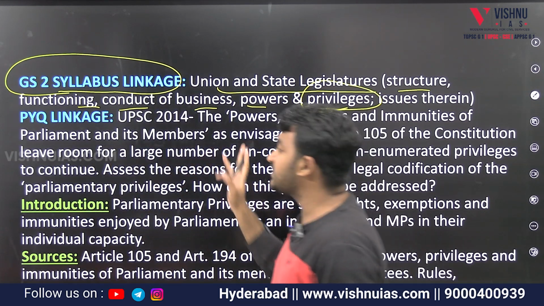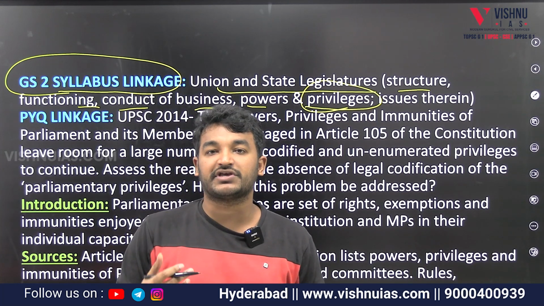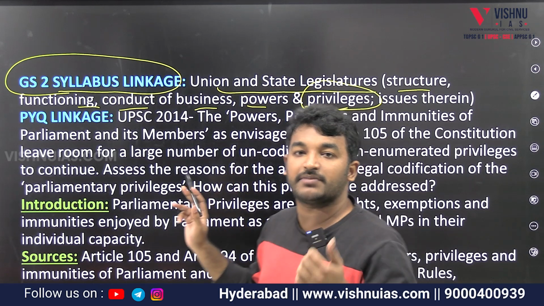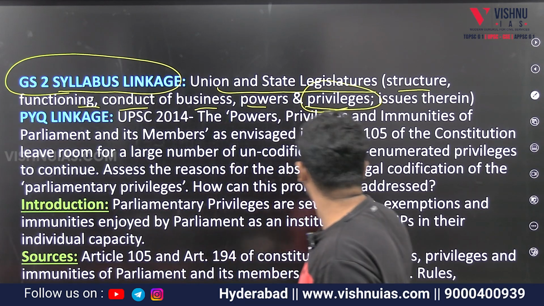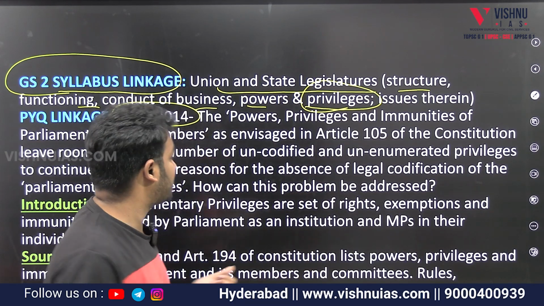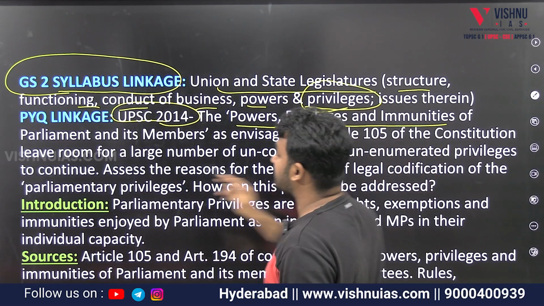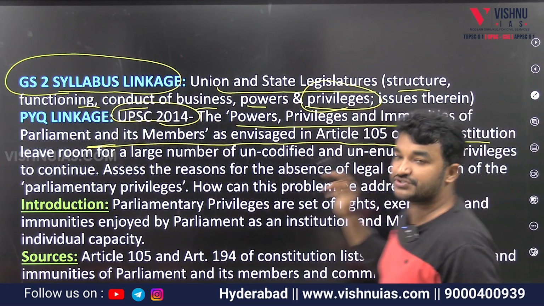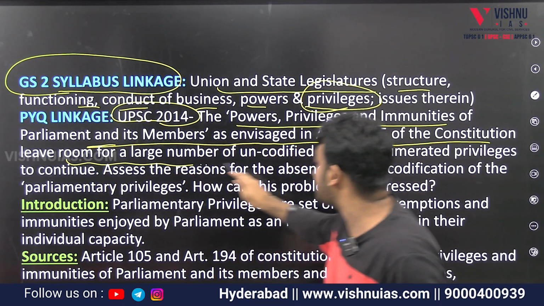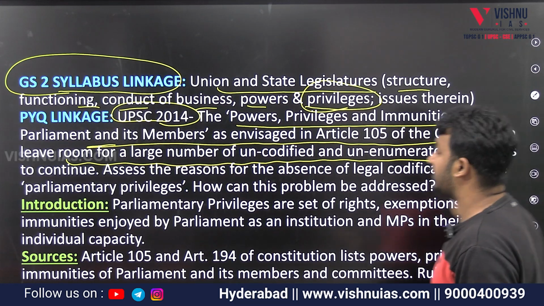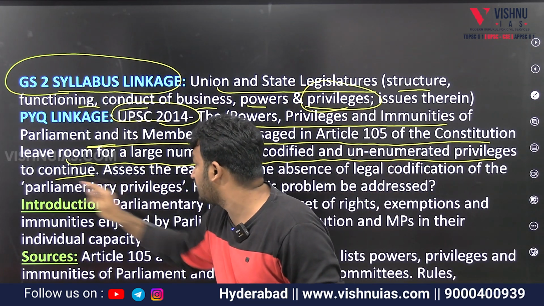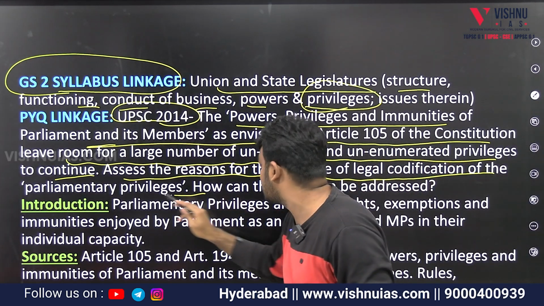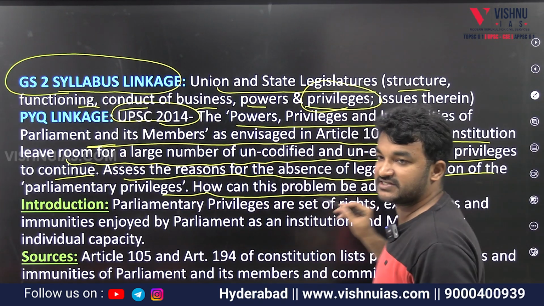Okay, next. Since it is a syllabus keyword, we will be looking into the PYQs which have been asked from this topic. A PYQ on parliamentary privilege was asked in UPSC 2014, and it goes like: the powers, privileges and immunities of Parliament and its members, as envisaged in Article 105 of the Constitution, leave room for a large number of uncodified and unenumerated privileges to continue. Assess the reasons for the absence of legal codification of the parliamentary privileges and how this problem can be addressed.